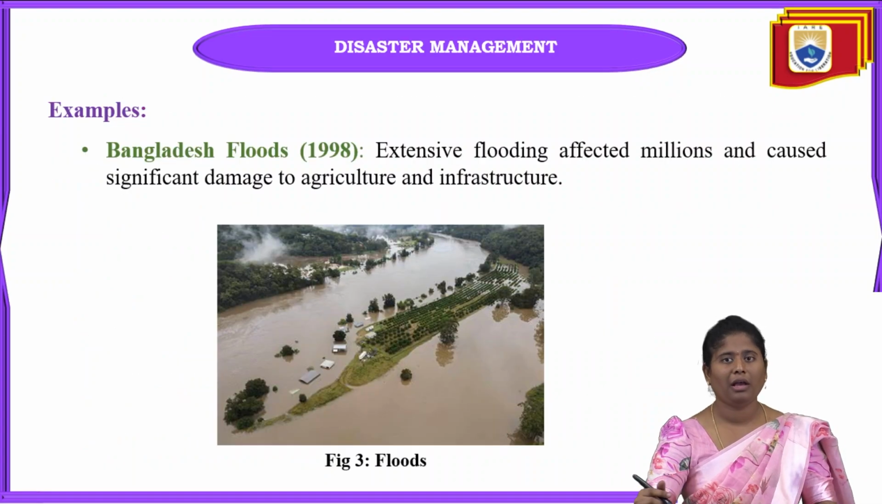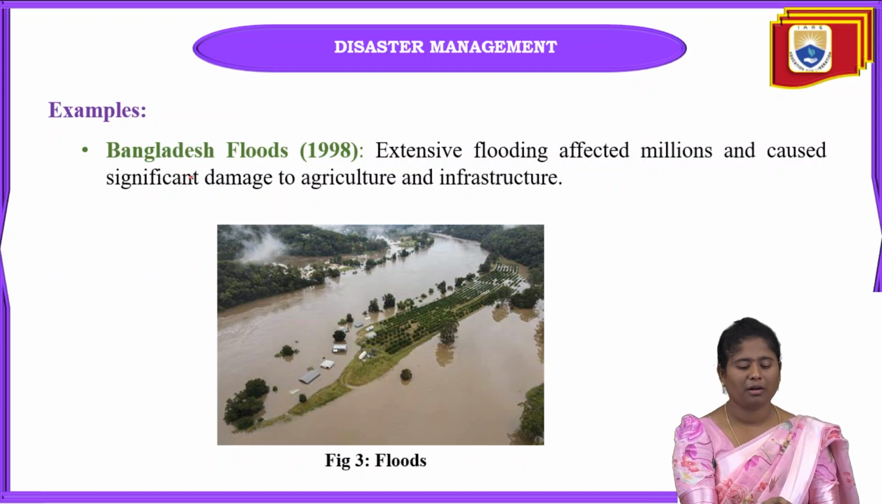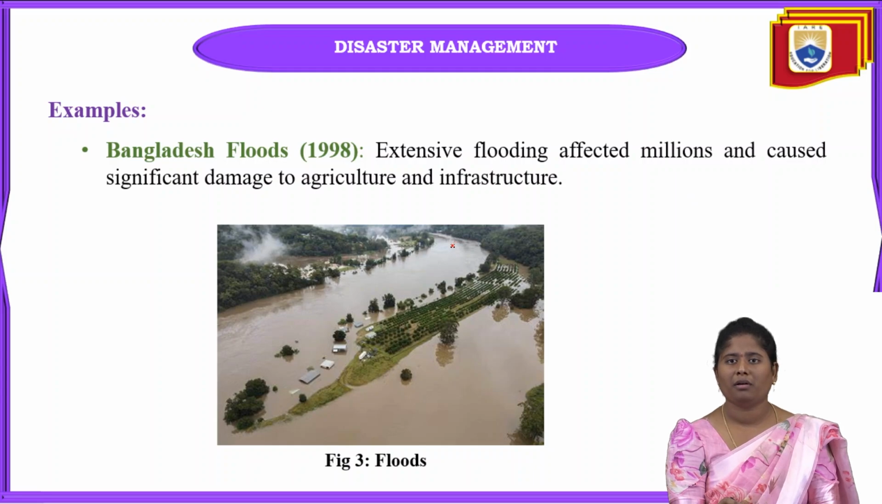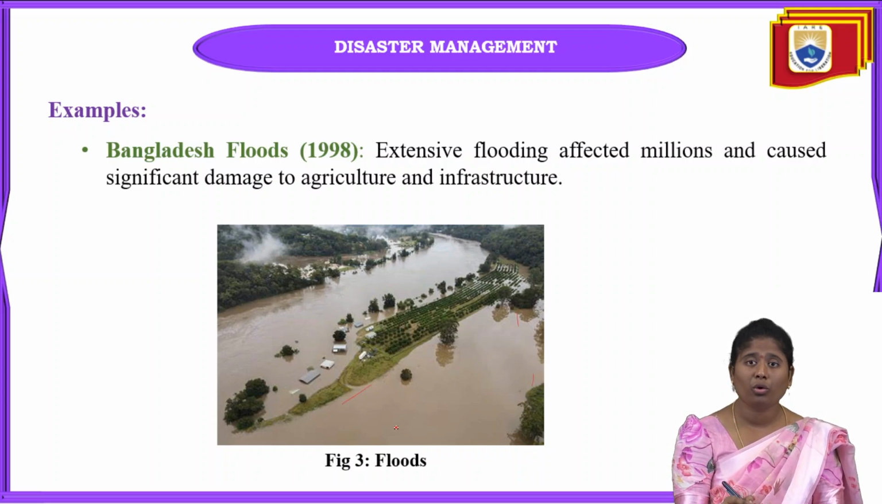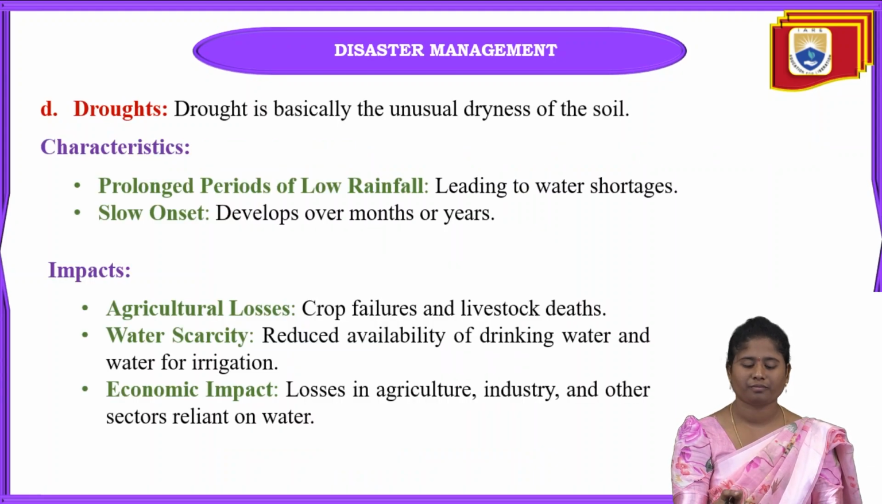This is an example: the Bangladesh floods that happened in 1998. Because of the floods, millions of people were affected and it caused them very much hardship. It destroyed the infrastructure and also the agriculture. See how this overall rural area looks after the floods occur. You can't see the houses here. It is totally filled with water. That is nothing but floods.